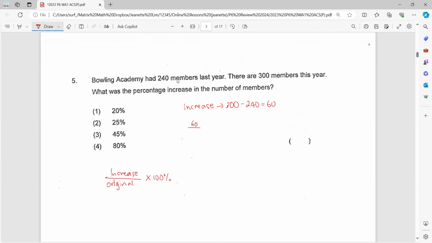So 60 over 240 times 100%. Okay, no calculators, so you can cancel here. So you simplify the fraction, divide by 60. So a quarter times 100 is 25%. All right, so answer is 25%.